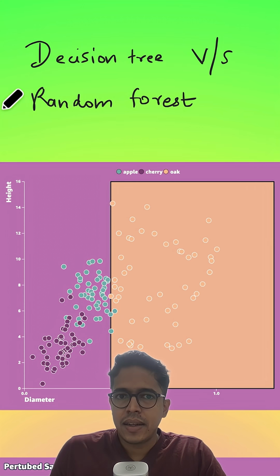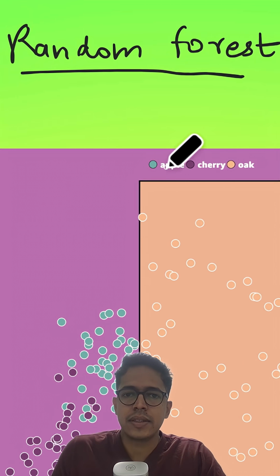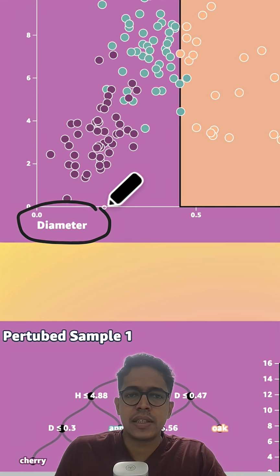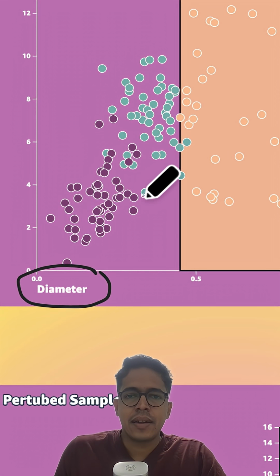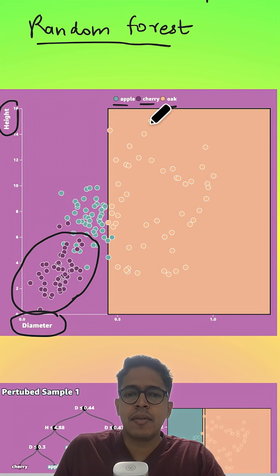Let's try to understand the difference between decision tree and random forest. Consider this dataset where you have three types of data points: apple, cherry, and oak. On the x-axis, you have the diameter of these trees. On the y-axis, you have the height. So the points indicate that the trees with the lowest diameter and lowest size belong to cherry, and the ones generally with the biggest diameter are like an oak.